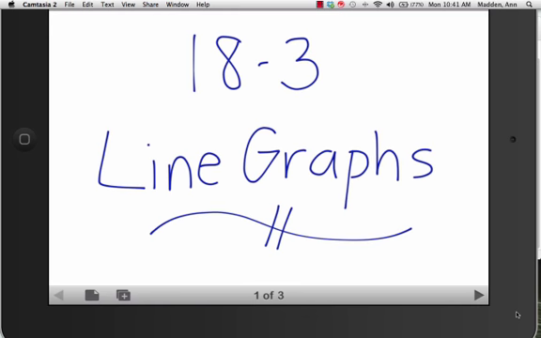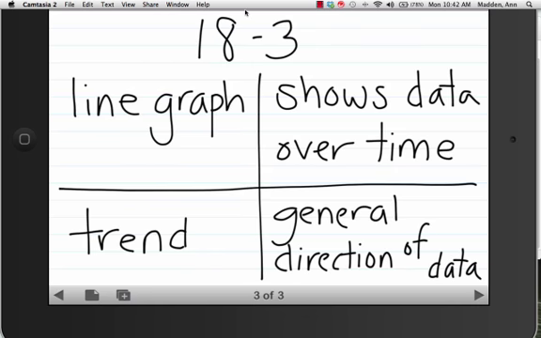So let's take out your notebook. The two notes that I want you to do will help you during the couple examples that we talk about. Take out your notebooks, 18-3. Our two words are line graph. It shows data over time. And it's very important to remember that a line graph shows the data over time. A trend is the general direction of data.